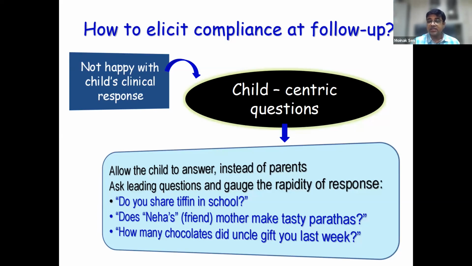If you're asking this question, it means: are you consuming something that contains gluten? How many chocolates did your uncle give you last week? So you ask a question in such a way that it traps the child, and the child gives out the real reason why compliance is being breached. Sometimes you have to use these tactics and follow up to really evaluate compliance in these patients. And thereafter, you have to give feedback to the parents as to where the compliance is being breached.